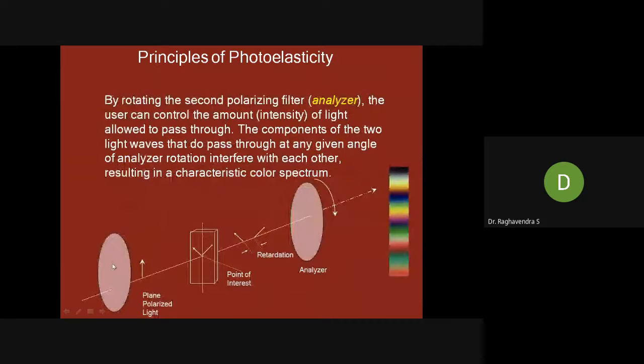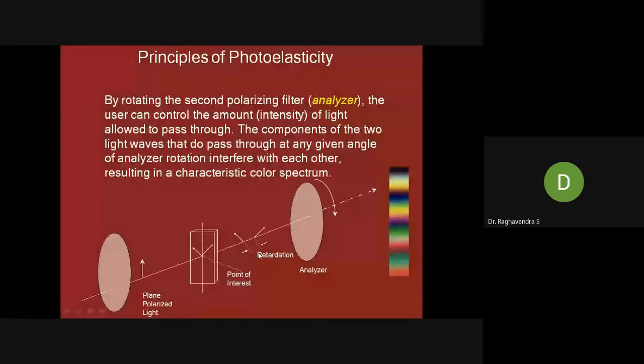So in this arrangement, we already know that you have conducted some experiments here. The principle is by rotating the second polarizing filter. This is the second polarizing filter, and this is the first filter. From the light source, the first filter will pass only one direction. It passes through a material and splits into two. Okay, you'll get the retardation value.